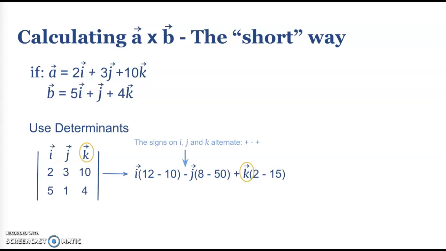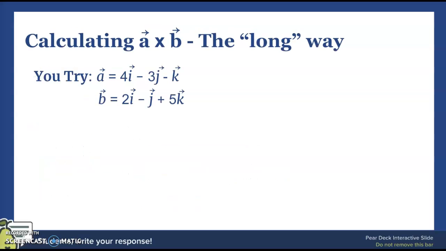Positive again. Cross out the row k is in and the column k is in. You're left with a 2 by 2 matrix of the numbers 2, 3, 5, and 1. Multiply the 2 and 1, multiply the 3 and 5, and subtract. And when you're done with that, you will get your cross product. And you'll recognize, I hope, that that's the same thing we got when we did the whole thing out the long way.